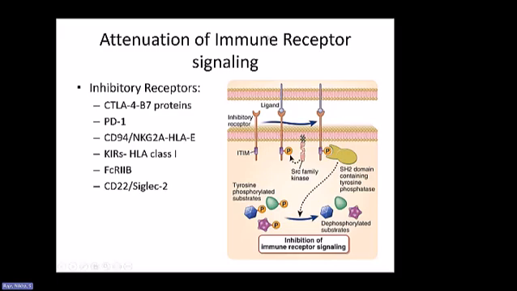There are also some others like CD94 or NKG2A, KIRs, the killer immunoglobulin receptor family. FcR2b is also an inhibitory receptor, and CD22 or Siglec2. All of these are inhibitory receptors. So how do they function? Instead of having ITAMs at their cytoplasmic tail, they have ITIMs, which means they are inhibitory.